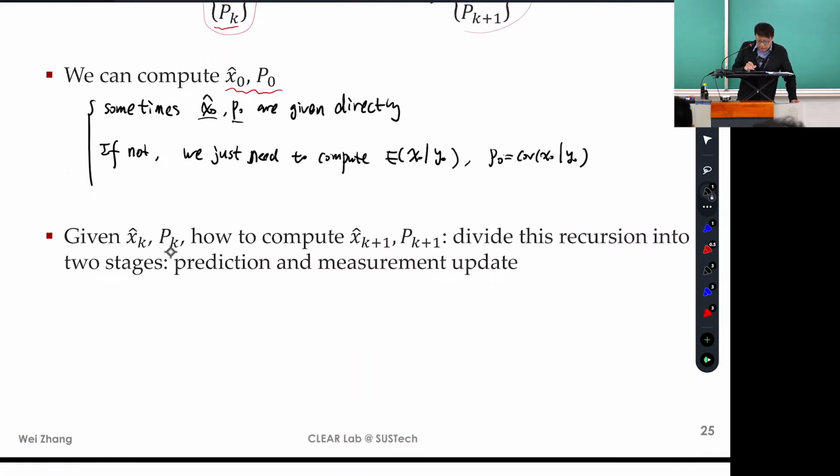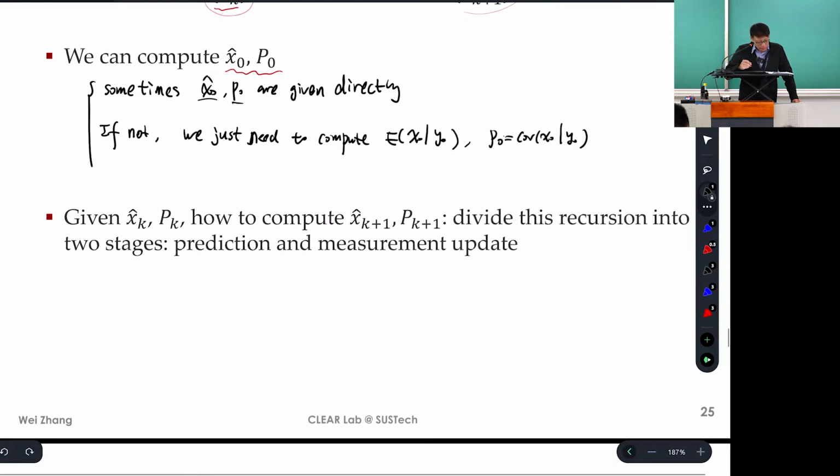And given x_k and P_k, how do we move one step forward? If we know this, then everything is done. The whole process can be divided into two parts. You don't have to divide this into two phases. If you know how to directly compute them, that's fine. But this will simplify the discussion, and it's correct, and most people will do this.